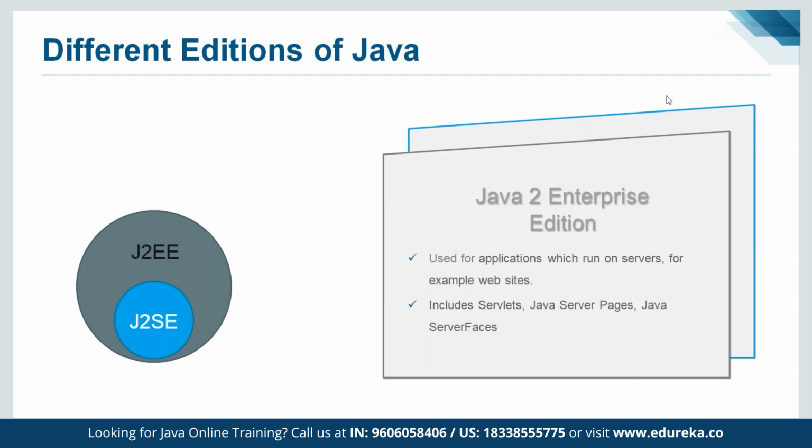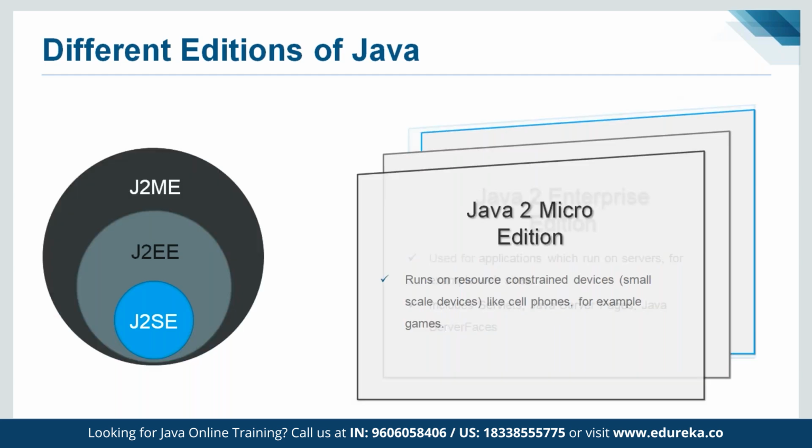And the third platform we have is called Java ME, that's nothing but Java Micro Edition. It is used for developing applications for mobile phones, printers, scanners, all those types of devices. Device-enabled applications can be developed with the help of Java 2 Micro Edition, Java ME. So Java SE, Java EE, and Java ME, these are the three platforms of Java we have.